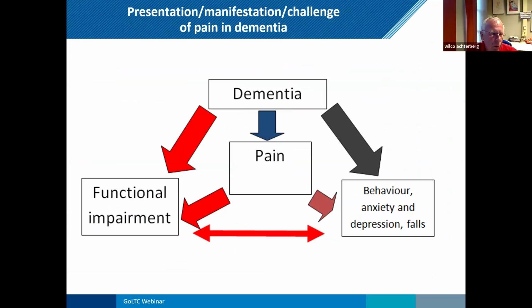We see that people with dementia, of course, we know they have functional impairment in the course of dementia. They also have behavioral changes like anxiety, depression, agitation, and falls. But we also know that pain can lead to functional impairment, and also pain can lead to behavioral change, to anxiety, to depression and agitation. And so if we want to take care of people with dementia, we should be aware of this. We call it a diabolical triangle.